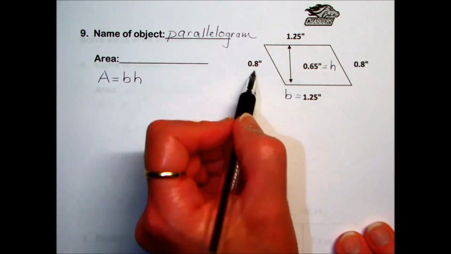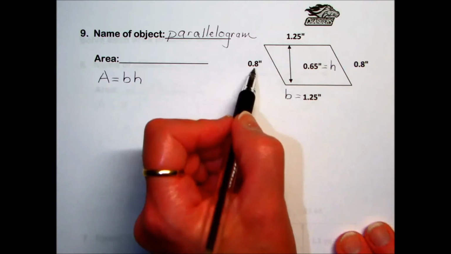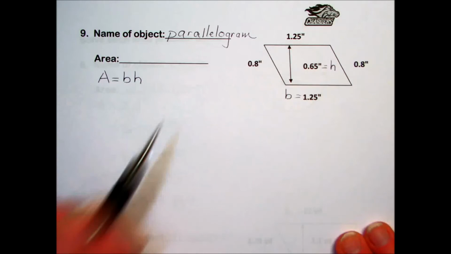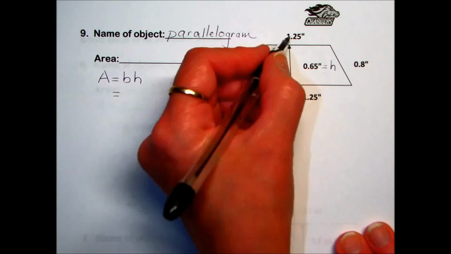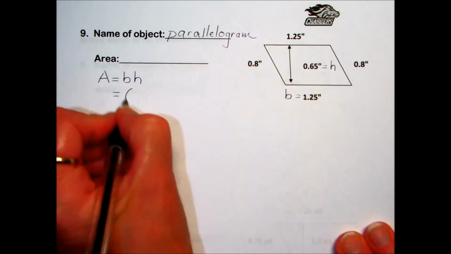In this problem, we have additional information. We are not going to use the 8/10 of an inch on either side. That would only be necessary if we were interested in the perimeter of this figure. So to calculate this value, we'll take the base. Again, either one of these would have worked.